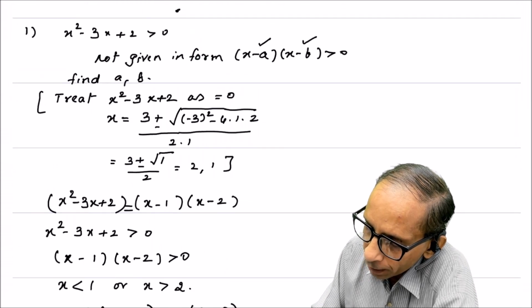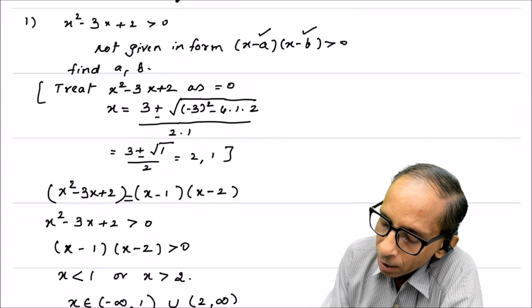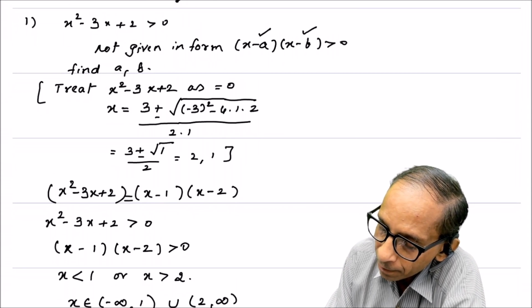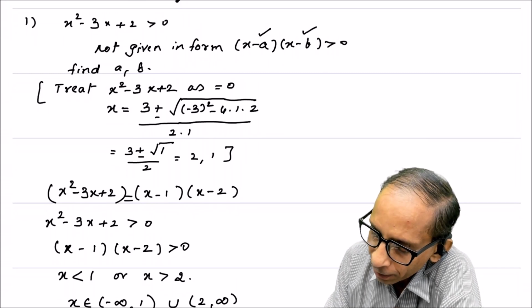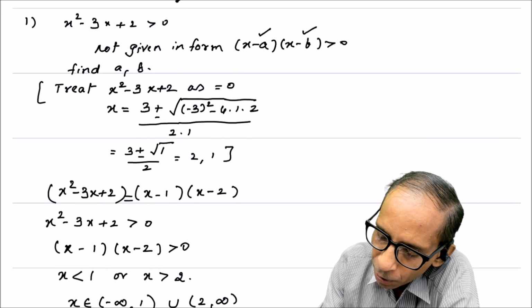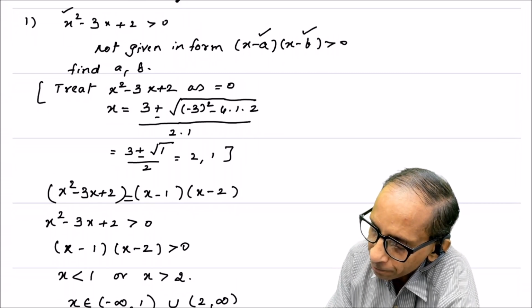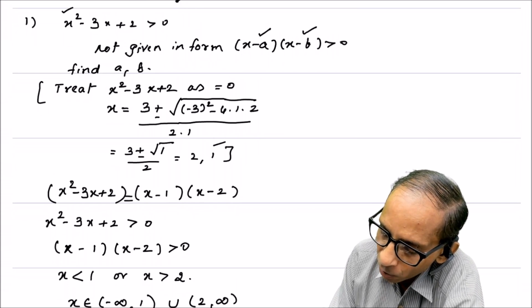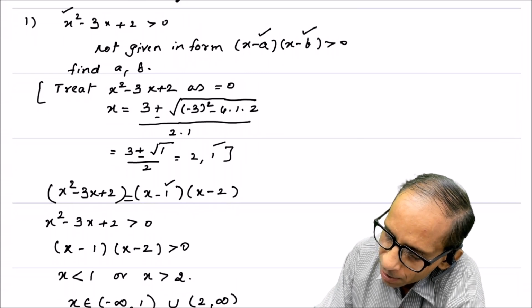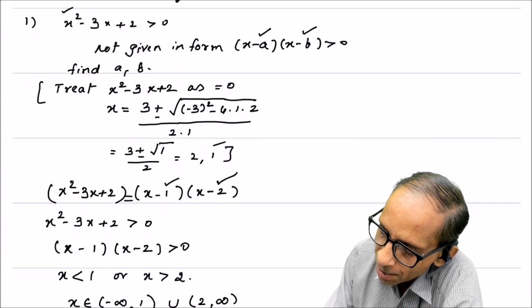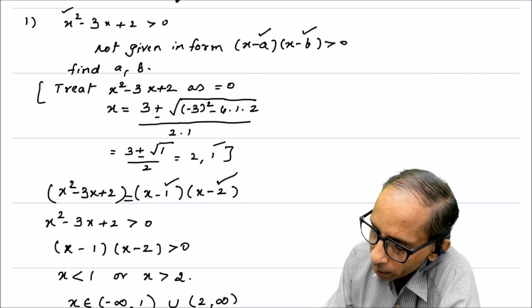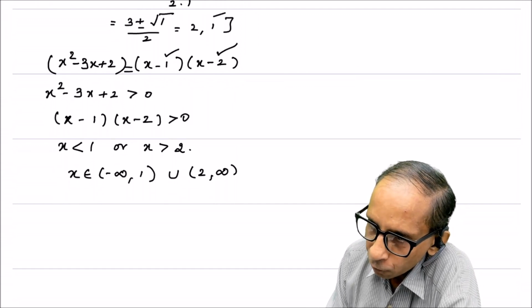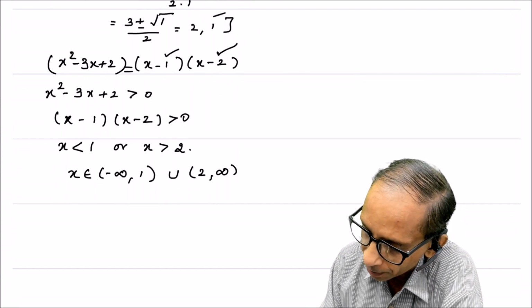So what we are observing here is that if you are given a question which is not in the factorized form as x minus a into x minus b, then you have to find it in the factorized form. So you treat this particular expression as an equation and find the roots 1 and 2. And what we find is that the given quadratic will be x minus the first root into x minus the second root. And once we have written the quadratic in the factorized form, we can then solve it by one of the four methods that we had discussed earlier.